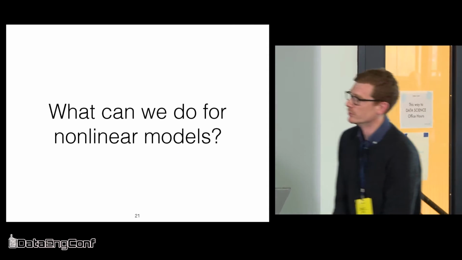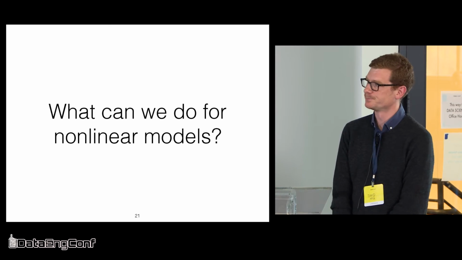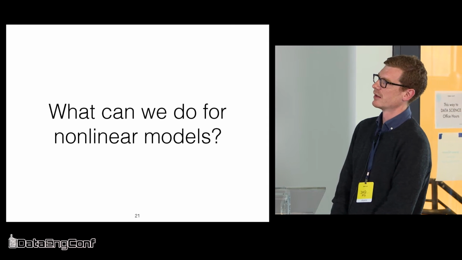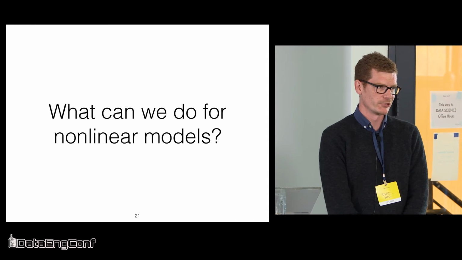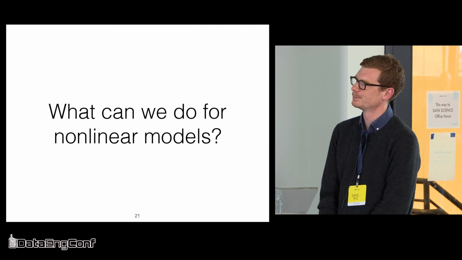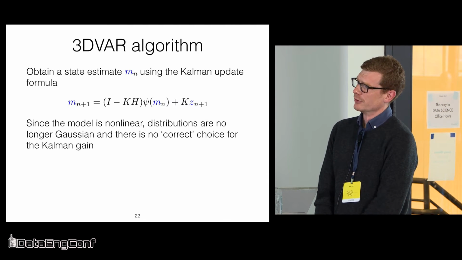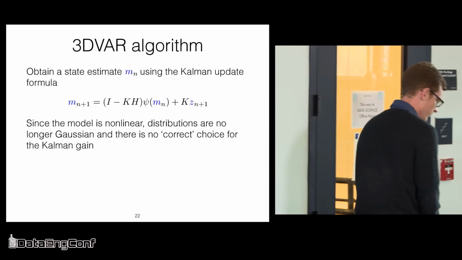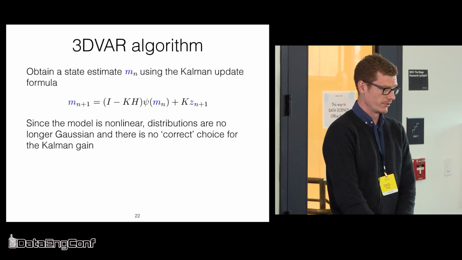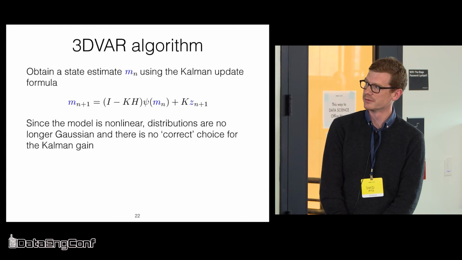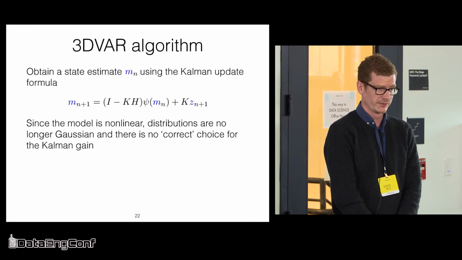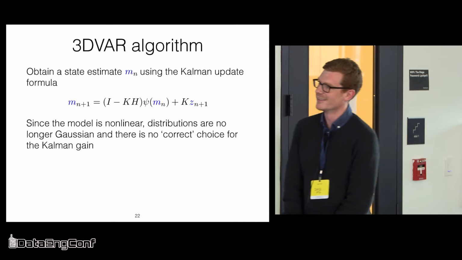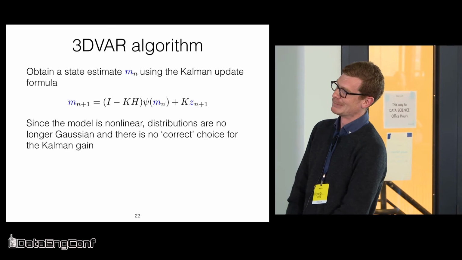So what do we do when we're not linear? In particular, if we just don't assume that psi is linear anymore. It's not a matrix, it's a function. So the simplest thing that you can do in meteorology is called the 3D VAR algorithm. They started using it in the 60s, and the US still uses it. Nobody else uses it, but the US still uses it. It's a really simple idea.